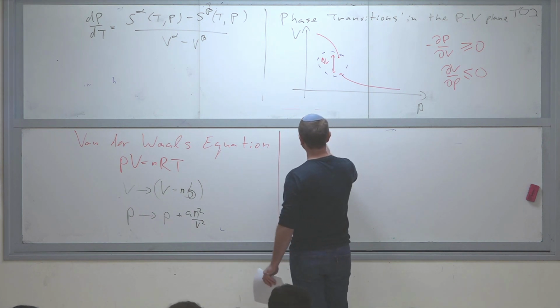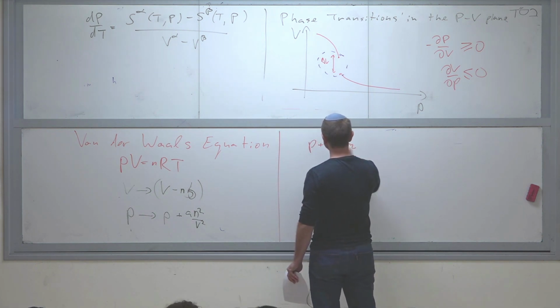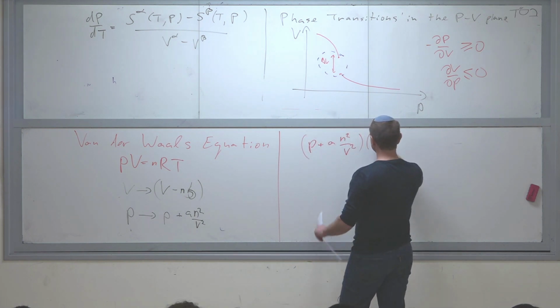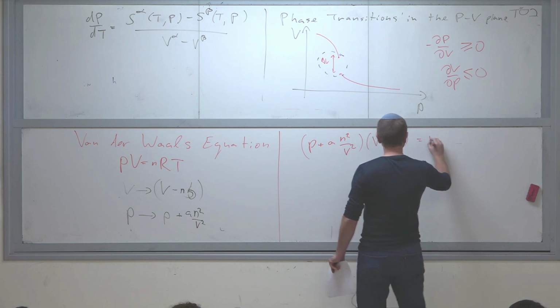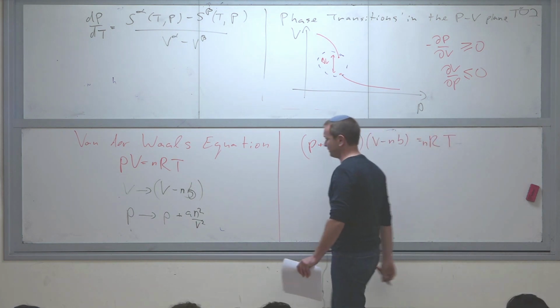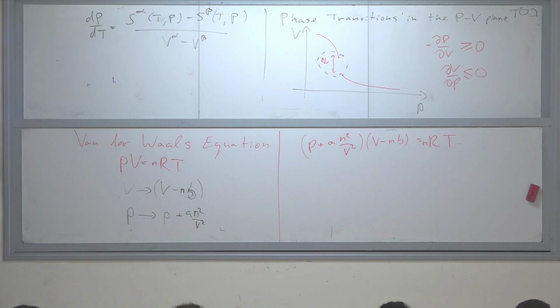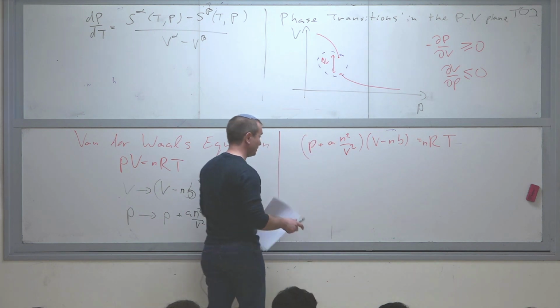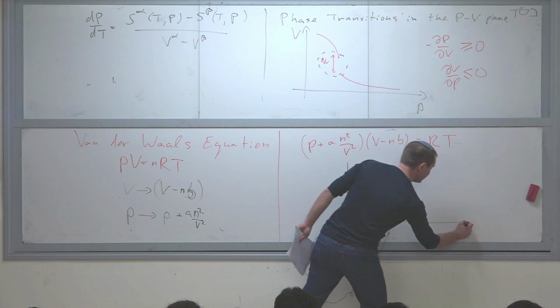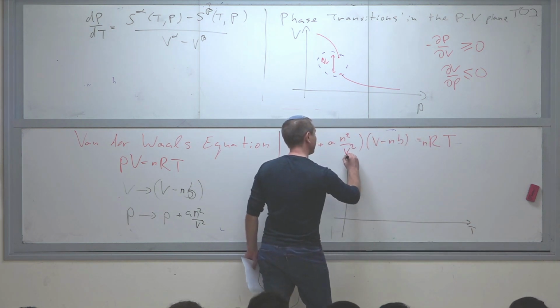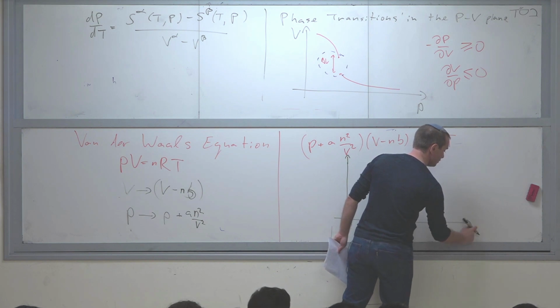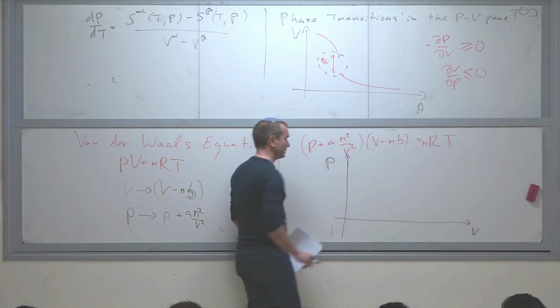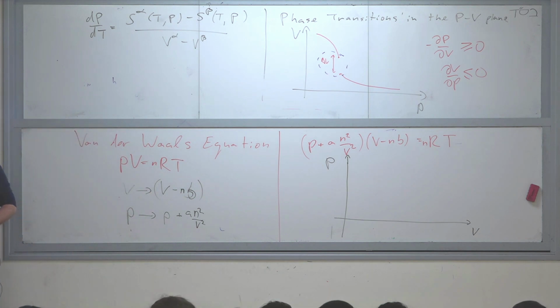And this form is that (P + a n²/V²)(V − nb) = nRT. This is our equation over here. Now, for this equation, we can plot the PV plane for constant temperatures. So, plot it over here. This is volume, sorry, not temperature. This is pressure. And we have two different behaviors.